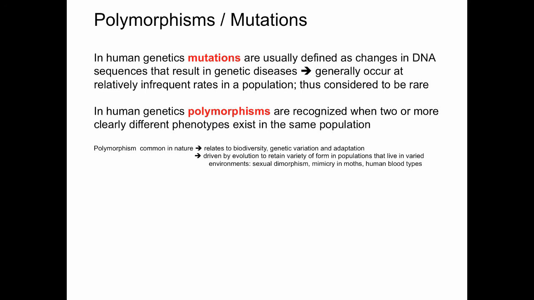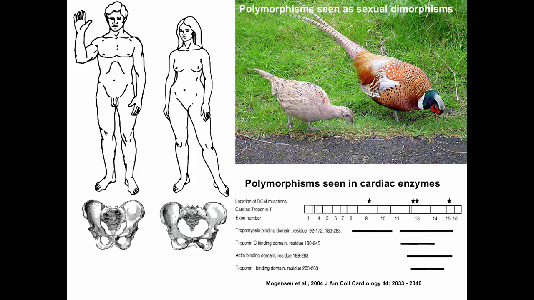So, for example, sexual dimorphisms, mimicry in insects, and the various human blood types are all polymorphisms. You can see polymorphisms in male versus female birds, but we know about sexual dimorphisms even in humans. I don't need to go over these for you, but you can also see polymorphisms in cardiac enzymes. I'm not making a big deal here. I just want you to be aware that polymorphisms exist in all kinds of different human traits.